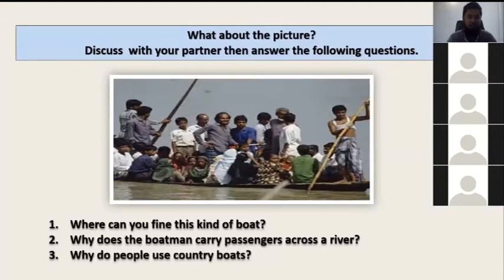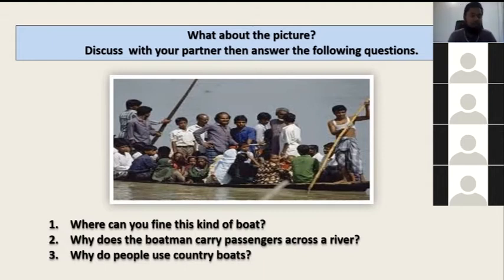Why does the boatman carry passengers across a river? Why does the boatman carry passengers across a river? So there is no route for communication. Yes, there is no bridge. So that's why they need to go from one side to another side of the river. Yes, sir.